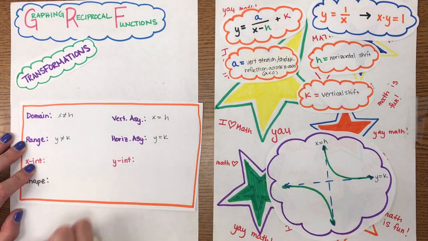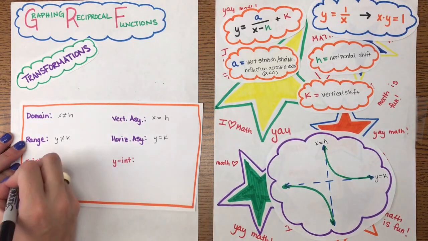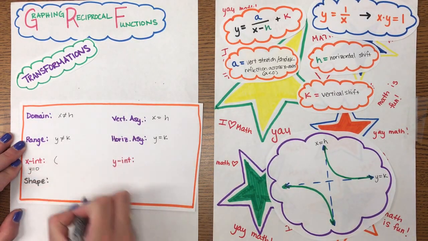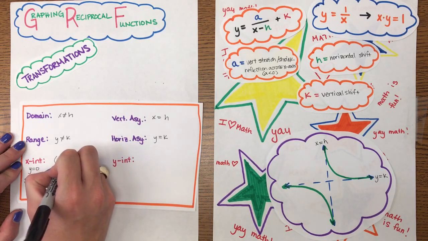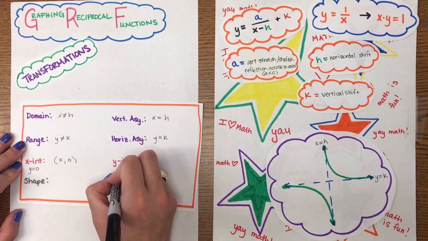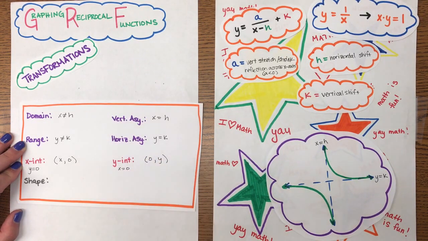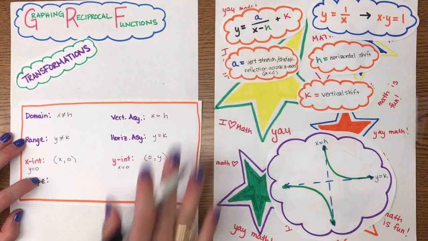My x-intercept, I'm still going to need to plug my values in. So for my x-intercept, I'm still going to need to plug in y is equal to 0, so it will be some x value, 0. And my y-intercept is still when x is equal to 0, so that's at 0 and then some y value. But my shape is going to be dependent on a.